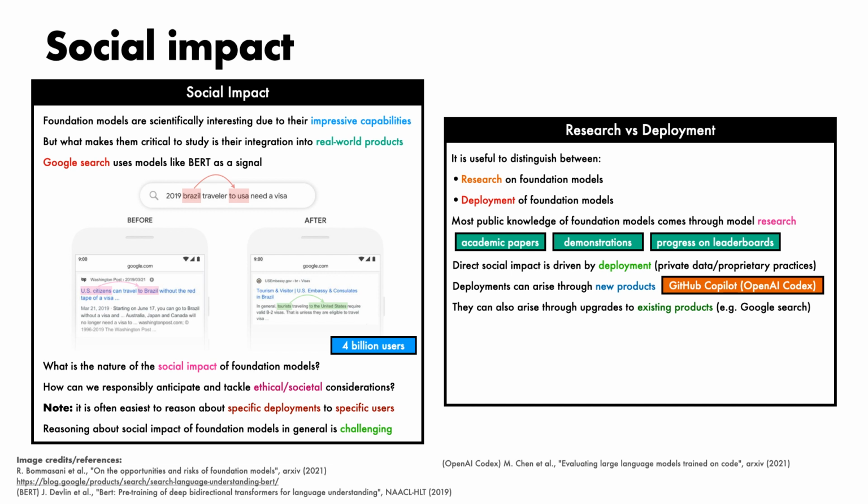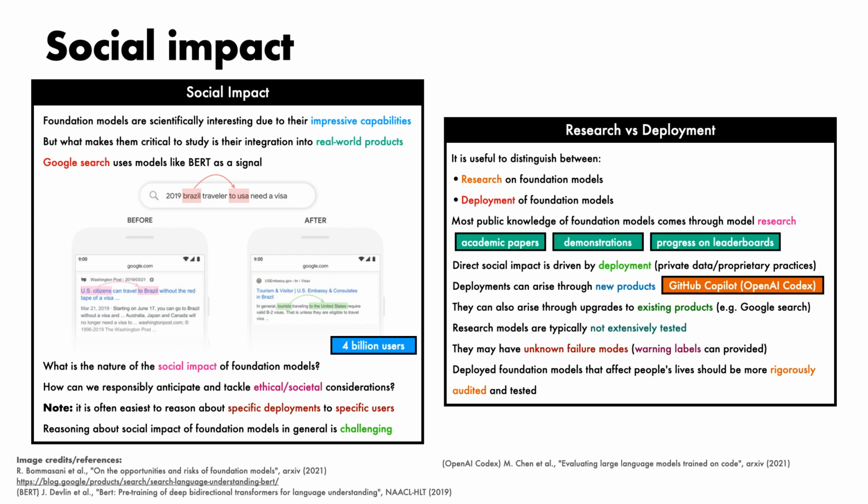These distinctions are important because research models are typically not extensively tested, and as such, they may have unknown failure modes. For such models, it is often appropriate to provide warning labels to indicate that the model is not suitable for deployment. By contrast, it stands to reason that foundation models that are deployed and affect people's lives should be far more rigorously audited and tested.